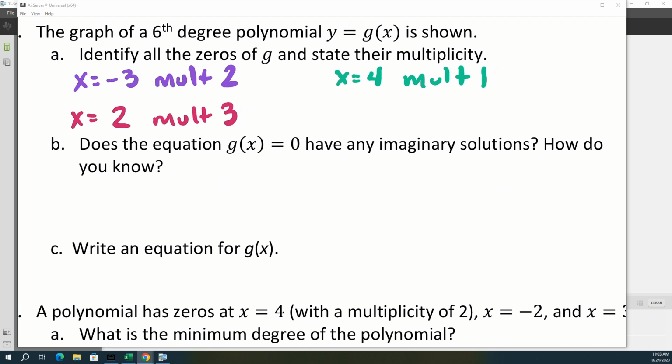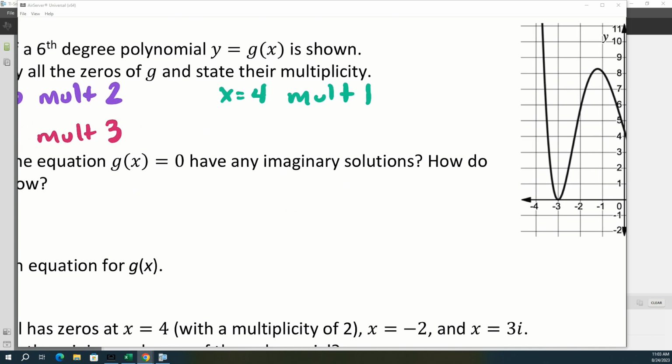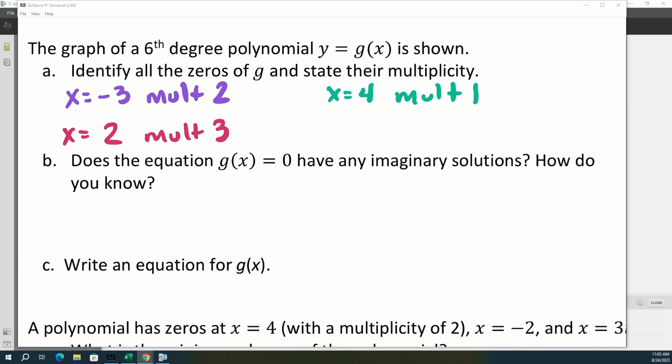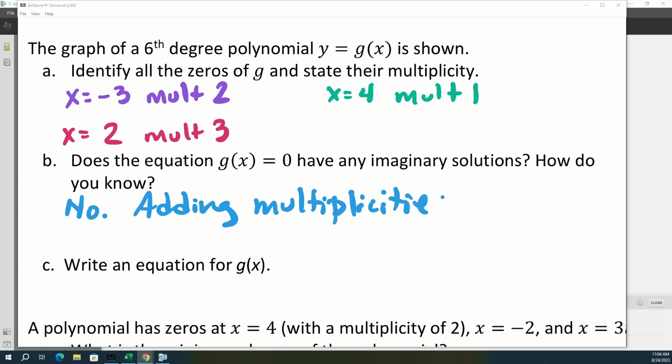Okay, and then B asks, does g of x equals 0 have any imaginary solutions? What do y'all think? How many zeros total should there be for this? There should be 6. So if we count up all the multiplicities, what do you get? 6. So is there any way there's any imaginary? No. 6 is what we have. So we're going to say the answer to the question is no, because adding the multiplicities equals the degree. So that means all the zeros are real zeros.